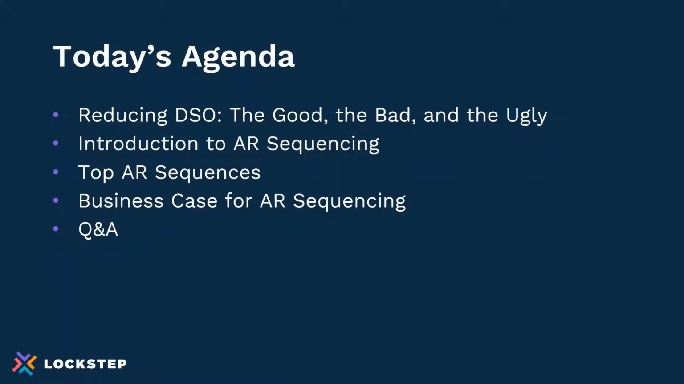Today's agenda is focused on a couple of topics. First, we'll look into the good, the bad, and the ugly of reducing DSO. Next, we'll cover what AR sequencing is and then look at the most popular AR sequences. Finally, we'll examine the business case for AR sequencing with several case examples. We'll look into, how do you justify and create an ROI for this? And then before we jump into the content, we did want to take a quick poll here just on your use of DSO.